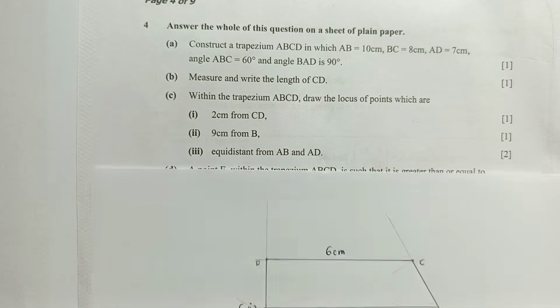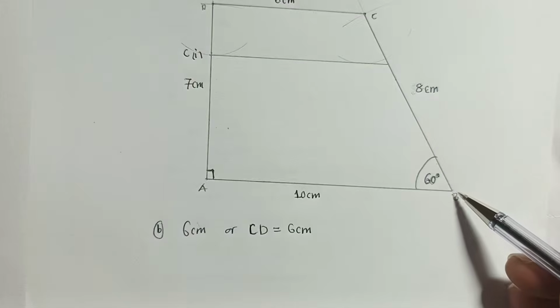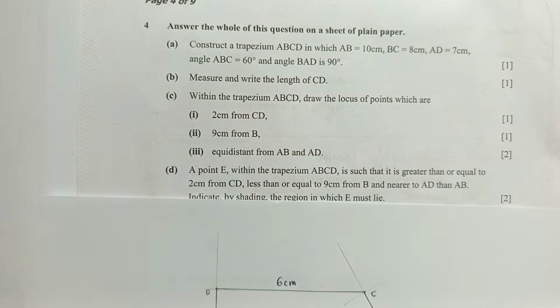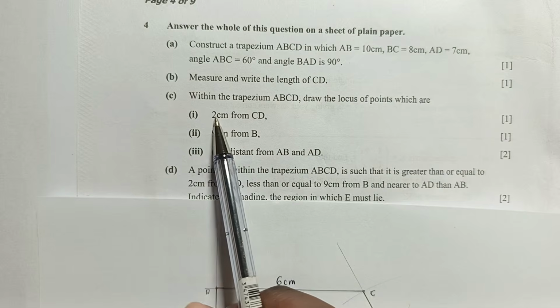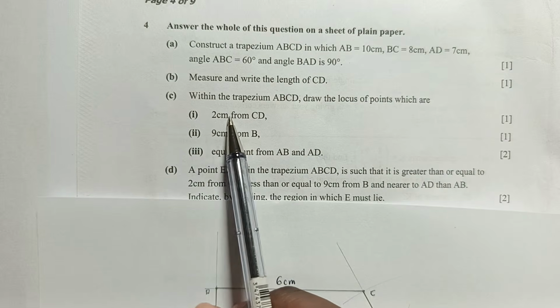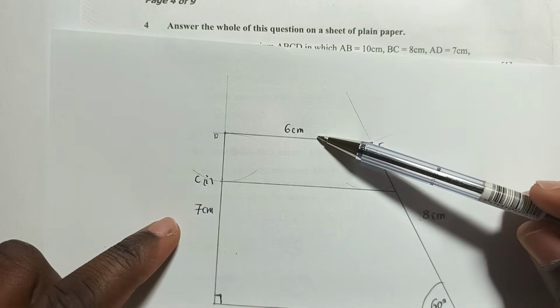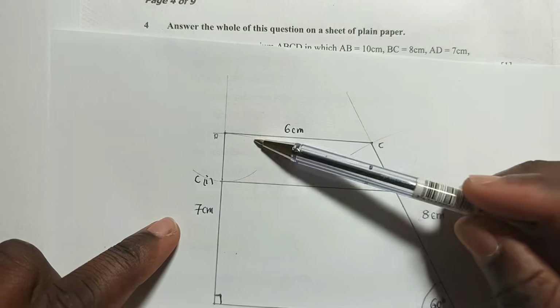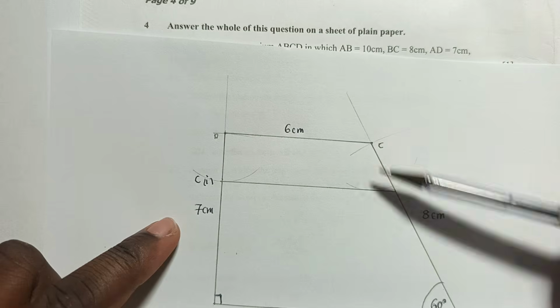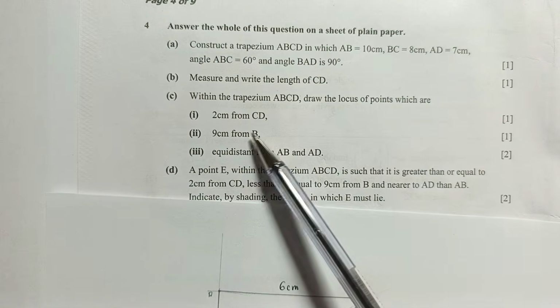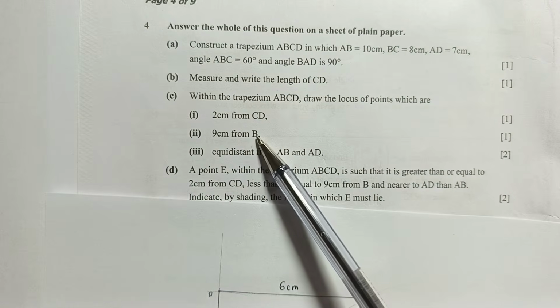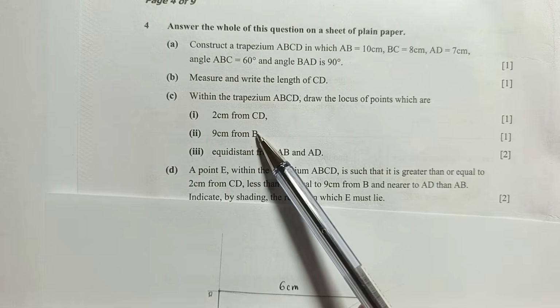9 centimeters from B. So 9 centimeters from B. And what you need to know, if they are giving you a length like this, 2 centimeters from CD, meaning it's supposed to be at whichever point, it's supposed to be 2 centimeters like this. Can you see? 2 centimeters, 2 centimeters, you can see. But where they've just mentioned one letter, meaning go to that letter which they've mentioned.